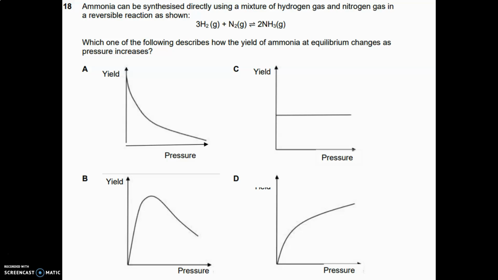Let's move on to question 18, where we are asking you on the Haber process. Which graph describes how the yield of ammonia at equilibrium changes as pressure increases? Answer here is D.